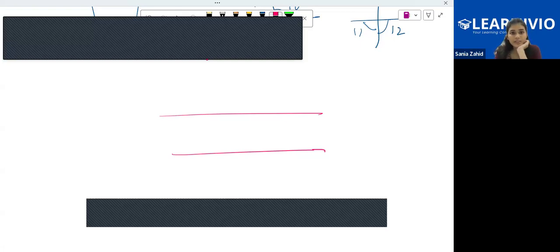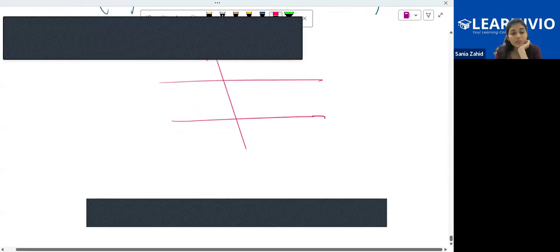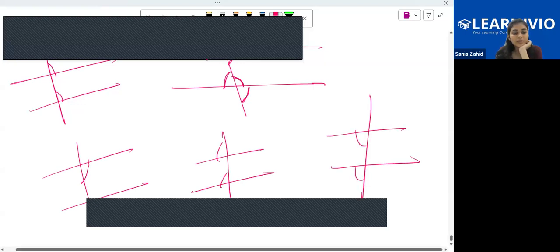Now we have two lines. Then we have one transversal. So what are corresponding angles? Corresponding is like if you have this angle, the corresponding will be this one. If you have this angle, the corresponding will be this one. I'll draw various figures. This and this are corresponding. Then this one and this one are corresponding.